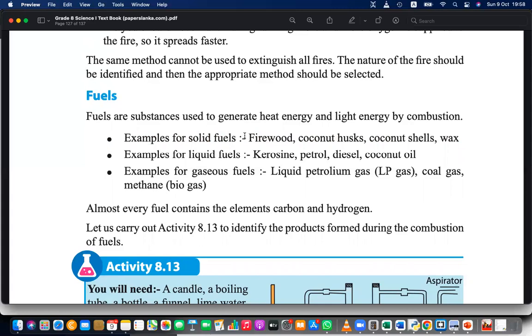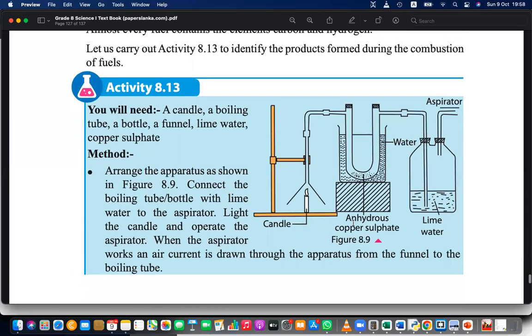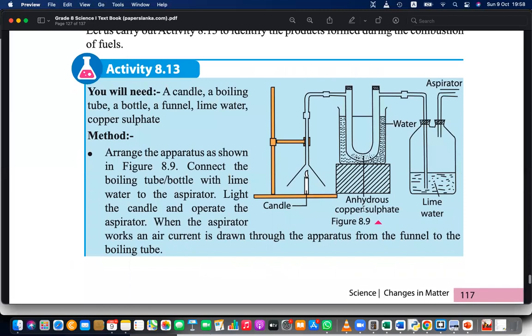Right? So almost every fuel contains carbon and hydrogen. Therefore, in the combustion process, it will break down and create carbon- and hydrogen-related products. Here, this is a small experimental setup to see that. Here you can see anhydrous copper sulfate.